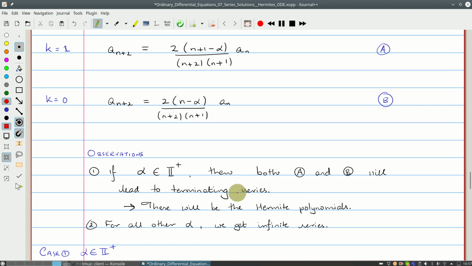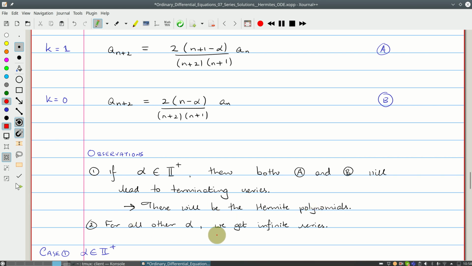Can you see why? If alpha is a positive integer, then there will be an n equal to alpha such that we have a 0 in the numerator, so there will be no further coefficients a. They will all be 0 once n is equal to alpha, or in this case n plus 1 is equal to alpha. Yes, so the series will terminate if alpha is a positive integer, and these, as we will see, will lead to the Hermite polynomials.